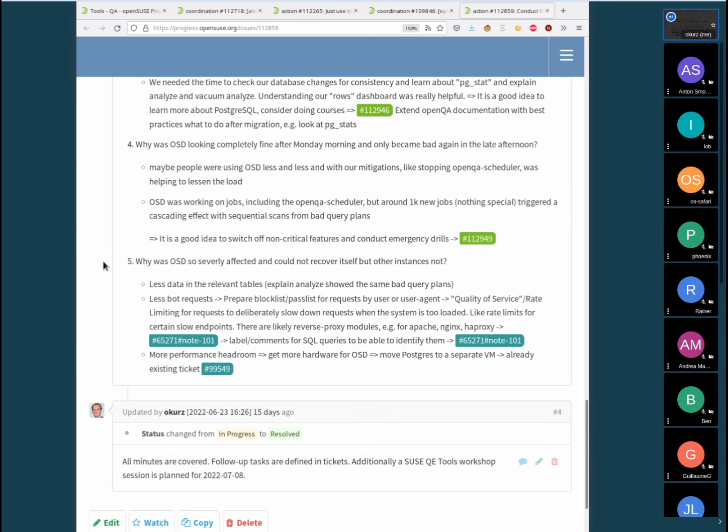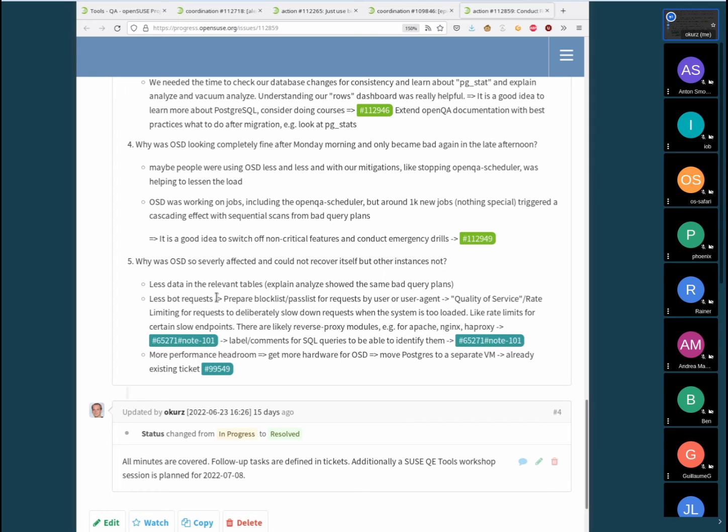So question number 5 is, why was openqa SUSE QE so severely affected and could not recover itself, but other instances were not? Well, I would say other instances have less data in the relevant table, and explain analyze showed the same bad query plans on O3, but they were not impacting the system so much that you could feel it.